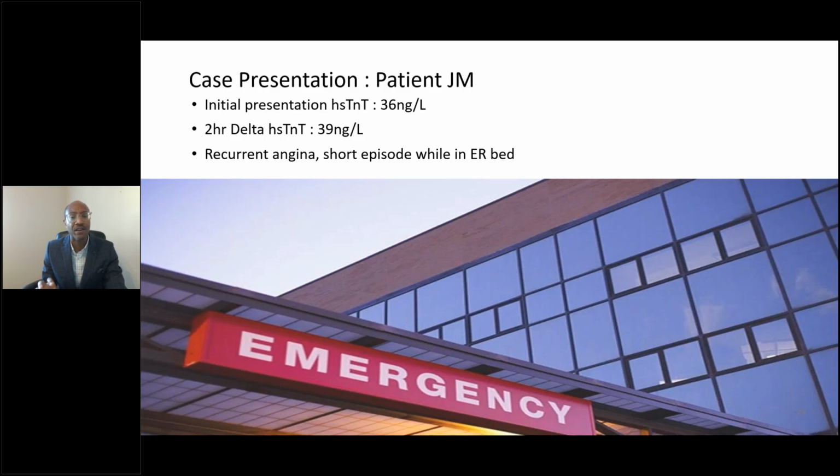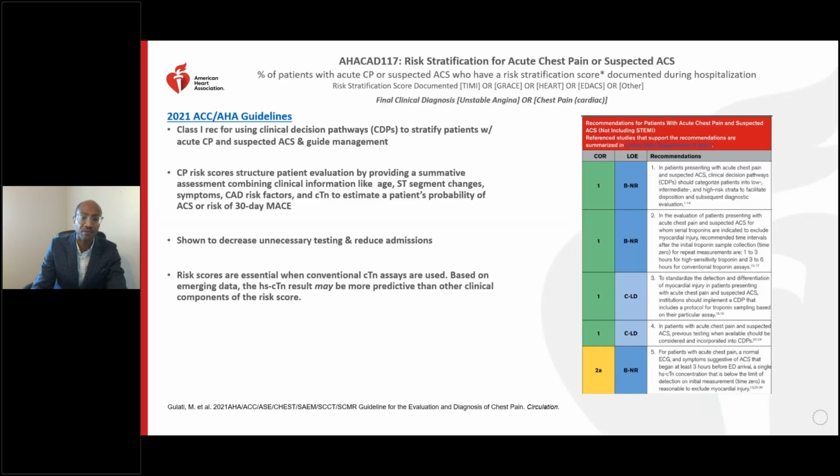You'll notice that the units are changing specifically. And in our lab, this is abnormal. This is above the 99th percentile. She had a 2-hour delta high sensitivity troponin at 39 nanograms per liter, which is not a significant delta in light of her presentation, but clinically, she continues to have recurrent angina while in the emergency room, despite medical therapies, despite anti-anginal therapies being directed to her.